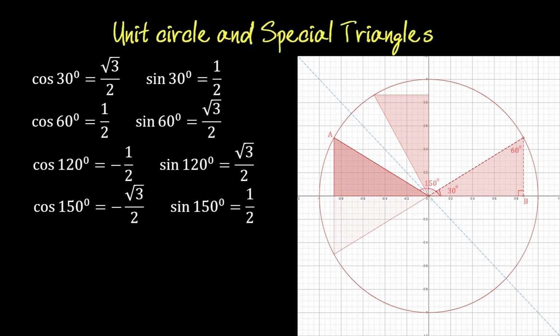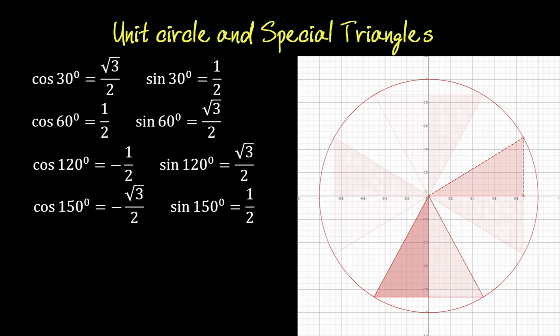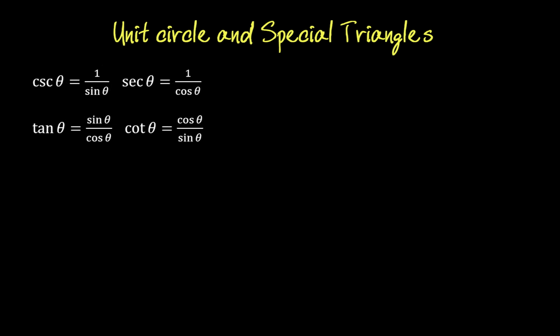You can continue like this, and in each case, you will get the values of sine and cosine as the variation of positive or negative 1/2 and the square root of 3 divided by 2. In the same way, you can find sines and cosines for angles of 135, 225 and 315 degrees. If you have the values of the sine and cosine of an angle, you can calculate the secant, cosecant, tangent, and cotangent of that angle using the following formulas.